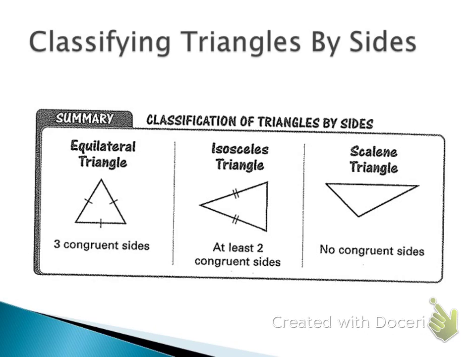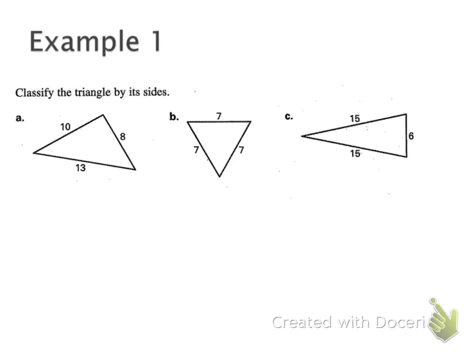These diagrams show us how to classify a triangle by its sides. So we will be classifying triangles by sides and by angles. There are three ways we can classify a triangle by sides. Equilateral, meaning that all the sides are the same or all of them are equal. Isosceles, meaning we have two congruent sides. And scalene, meaning that we do not have any congruent sides.